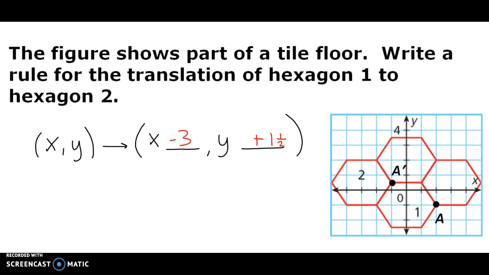So why is it minus 3? Why minus 3? Because you're going to the left. Yeah, we start at A, and we go left 3, up 1.5. And all the points, they give you A, but they should all do the same thing, right? So if I go from here, it's left 3, up 1.5. And then you can see that corner of the hexagon goes to there. Left 3, up 1.5. So all of them do that same thing, okay?